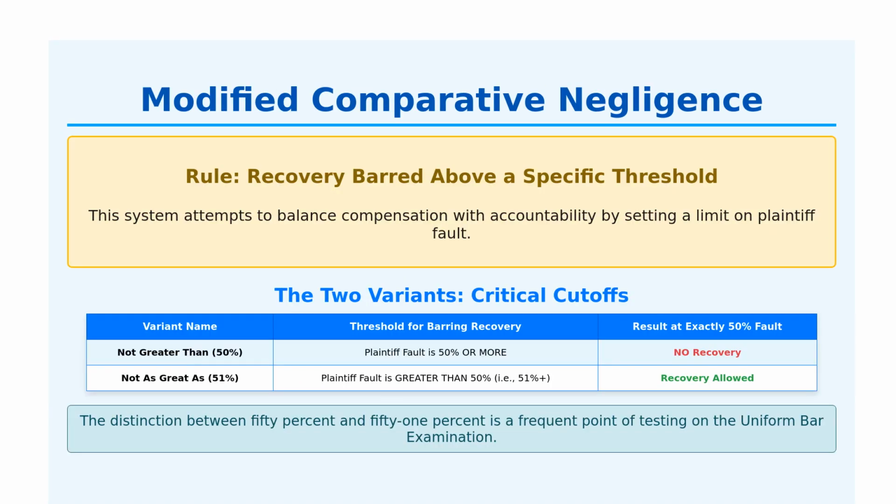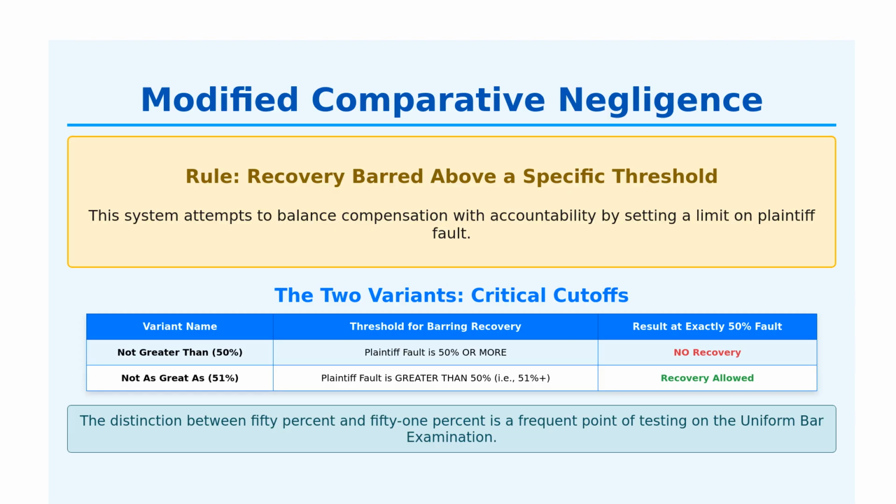Moving beyond the pure system, we now address the second, and arguably most common, approach: modified comparative negligence. This system seeks a middle ground by imposing a specific threshold on the plaintiff's fault. If the plaintiff's assigned percentage of responsibility crosses this threshold, recovery is completely barred, unlike the pure system. There are two primary ways jurisdictions implement this threshold.